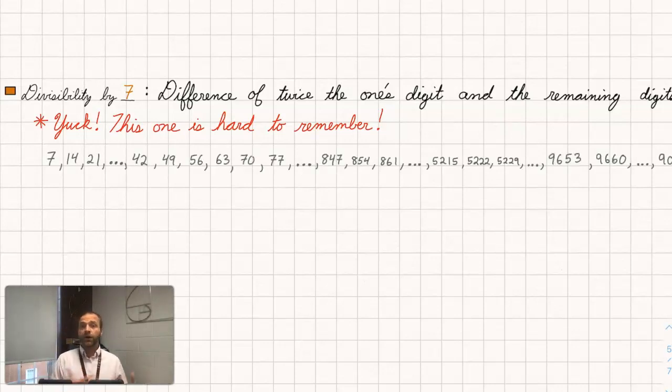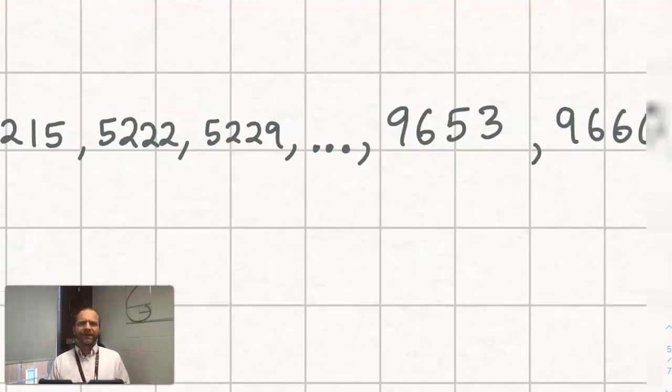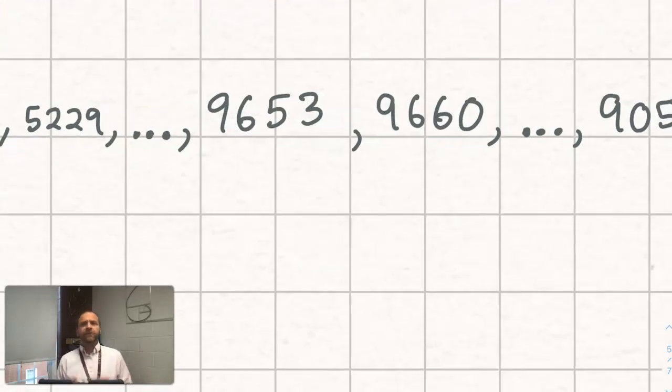So you can see I wrote down all the multiples of 7. And the thing that's hard about it is, if I do twice the 1's digit on 5,215, that's going to be 10. And then I got to take 521, subtract 10, and I get 511. I got to figure, okay, is 511 divisible by 7? So now it's getting, I still have a large number. Does that make sense? I still have a large number. So, I don't know about that. What about this? 9,653. So twice the 1's digit is 6. Okay, that's not bad. Well, now I have to take 965, subtract 6, get 959. Is 959 divisible by 7?